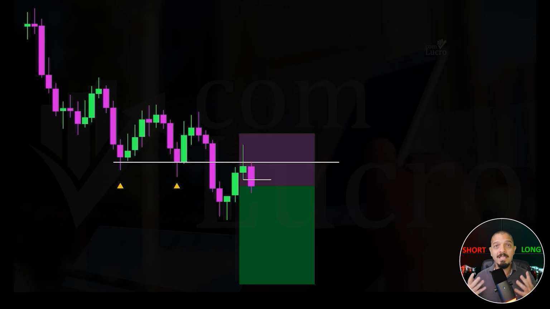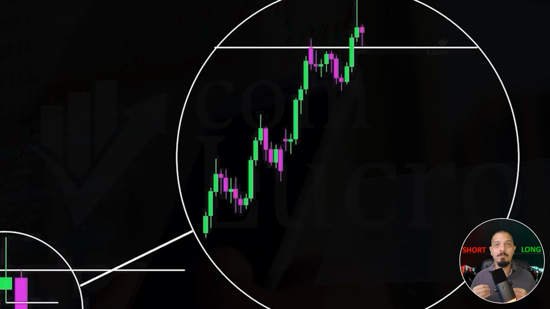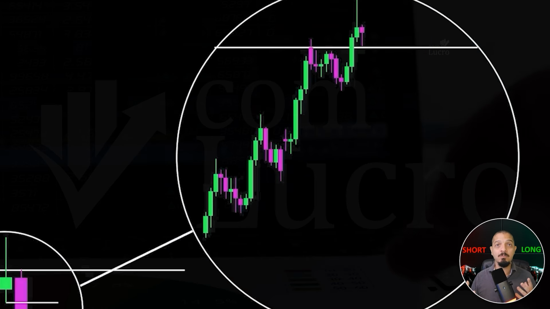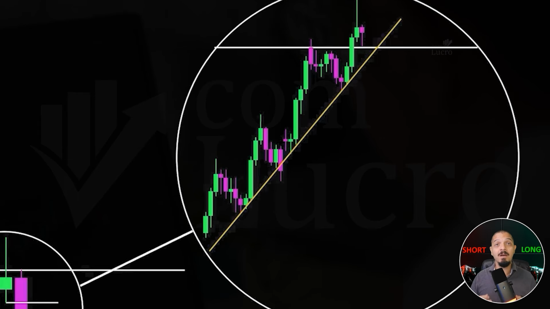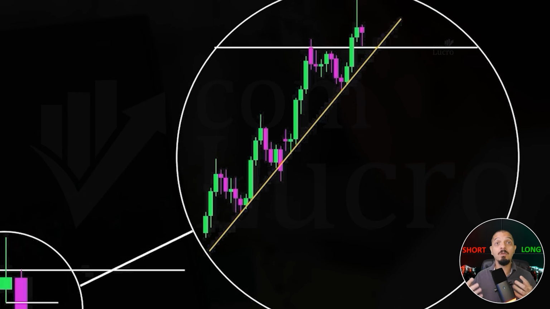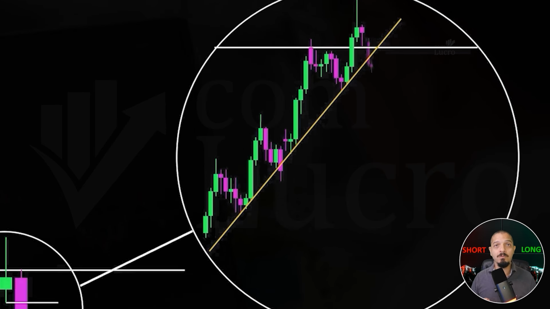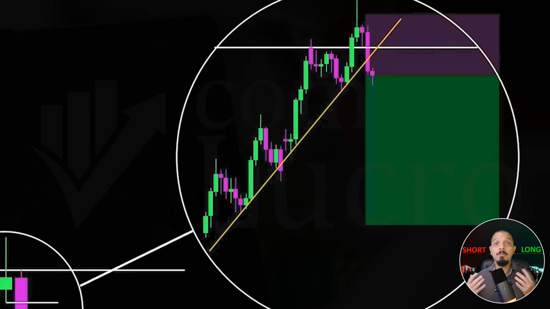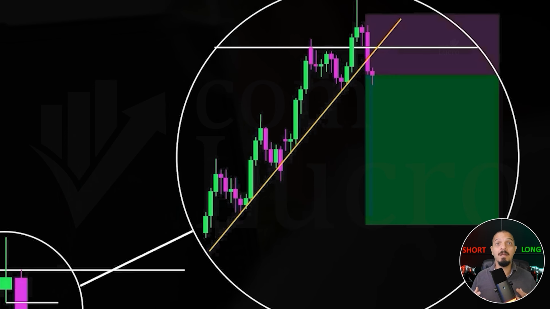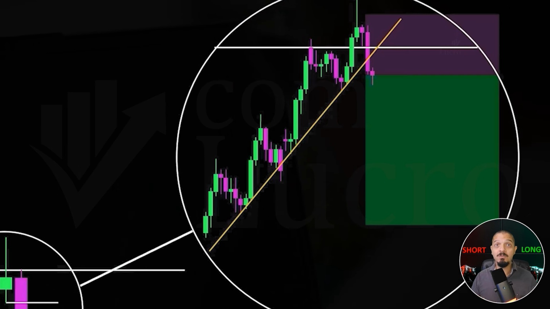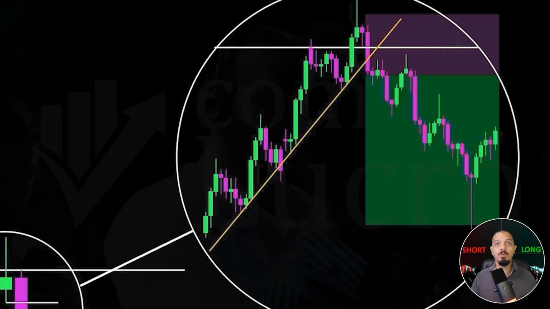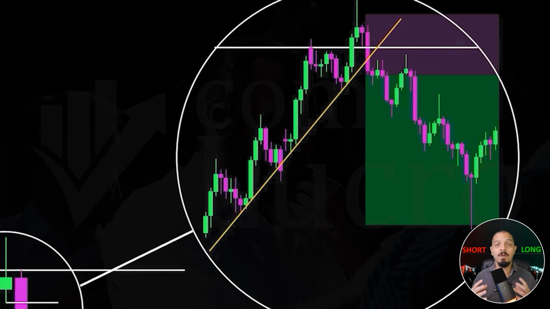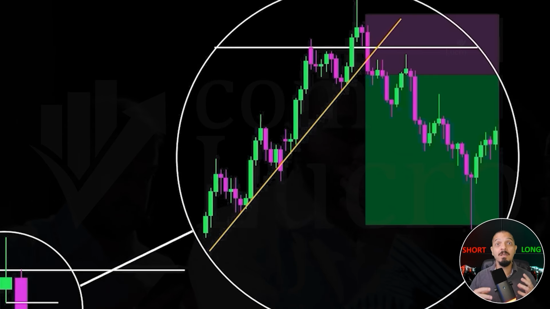For a more precise entry, zoom into the 5-minute chart. You should see a small bullish correction, a short-term uptrend against the main downtrend. Draw a trend line across the lows of this move and wait for a break below it. Once it breaks, you can enter a short position, place your stop loss above the recent swing high, and set your first target at the previous swing low. This setup shows that the short-term pullback has ended and the price is ready to continue downward with the overall bearish trend.